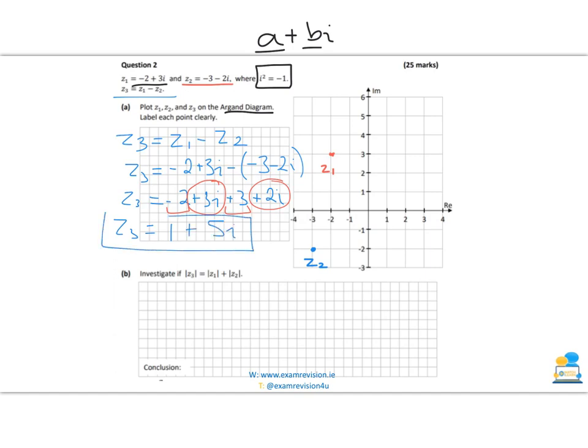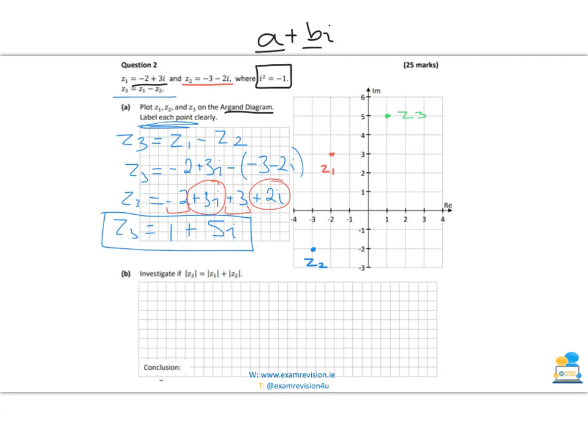So now I have Z3, but let's not forget we need to label each point on our Argand diagram. So that means I'm going to have to go 1 across and 5 up. So that's going to be located here. And I'm going to make sure I label that Z3. So that's the first part of that question done.